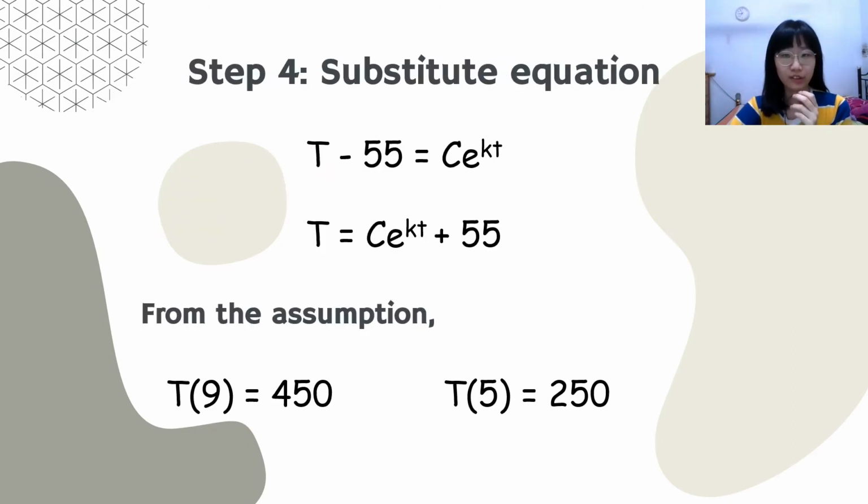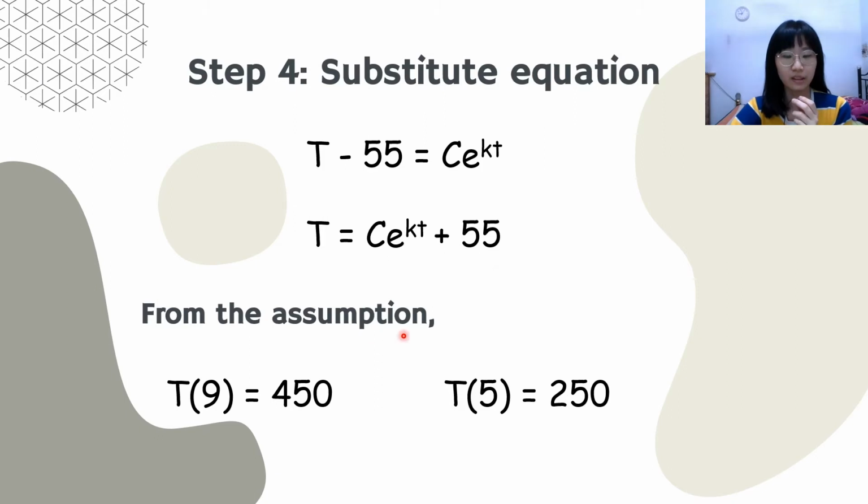Next, step 4, we substitute into the equation based on the assumptions we have. Initially it was T naught, the initial temperature, so T minus 55 equals C e to the power of Kt. Then we rearrange, making T the subject: T equals C e to the power of Kt plus 55.